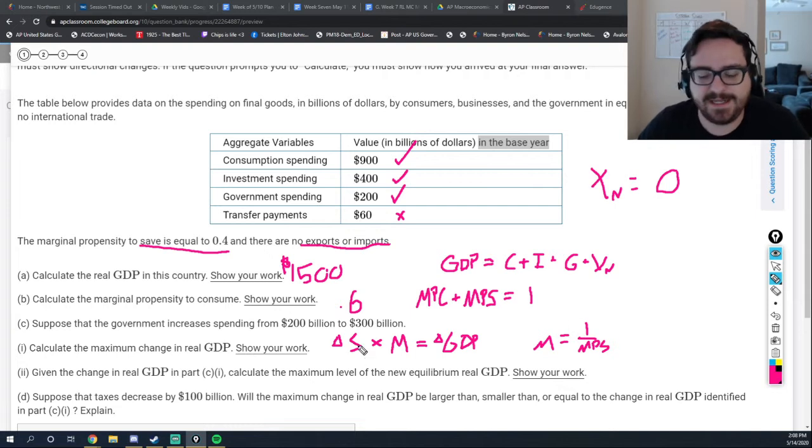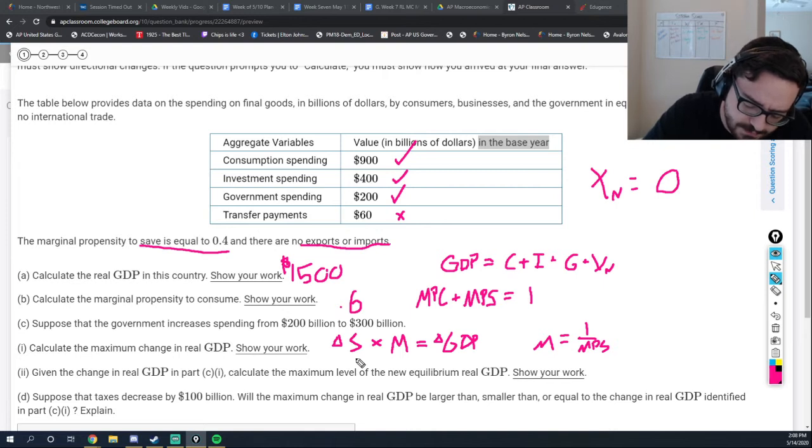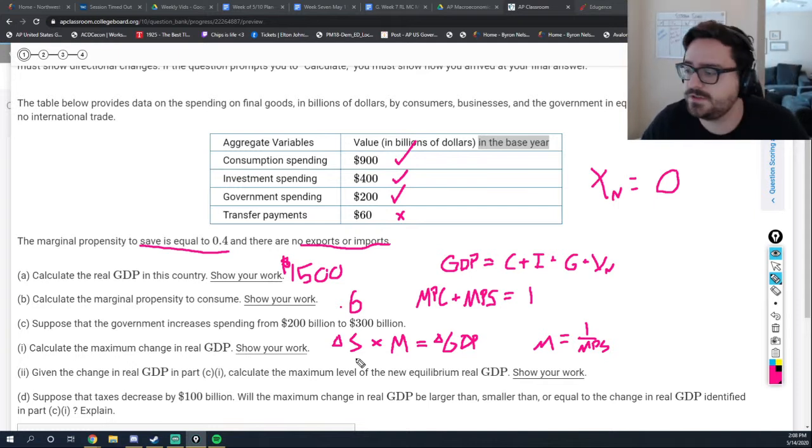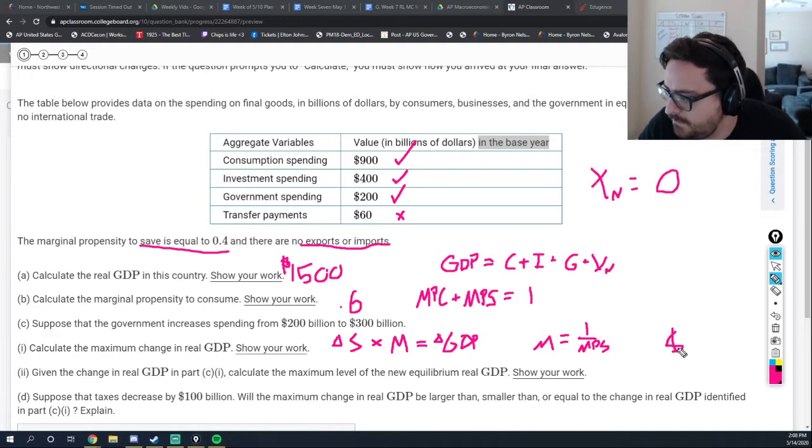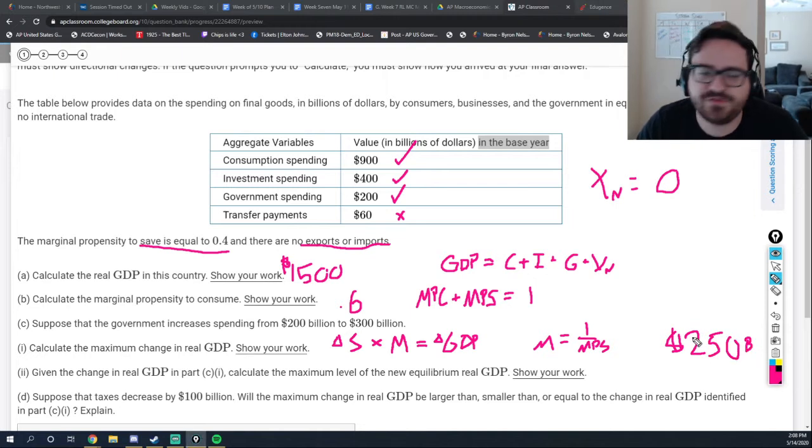So I know my change in spending is 100 billion, my multiplier is 2.5, so 100 times 2.5 equals $250. That would be my change in GDP. And this is in billions, technically. $250 billion is the change in GDP.